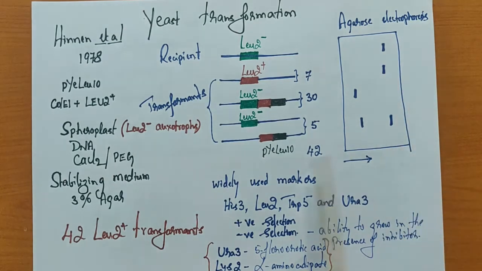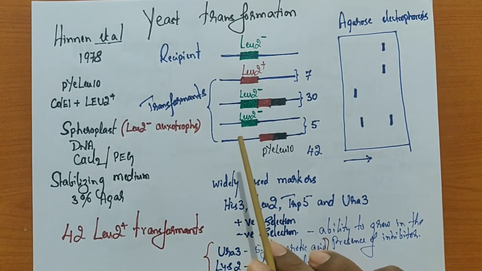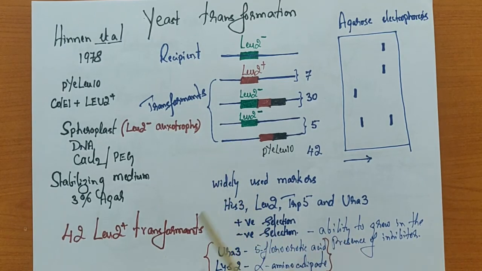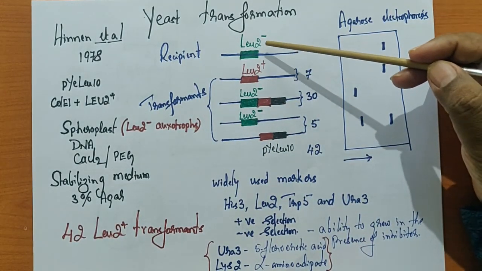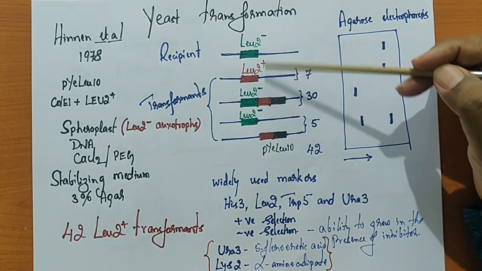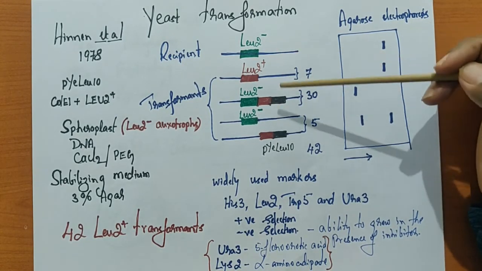Now this is a typical experiment. You will find the detailed description of this experiment in the Primrose textbook. Please refer to the same again. Now here I think you have understood that LEU2 is a key enzyme for the identification of the transformants.